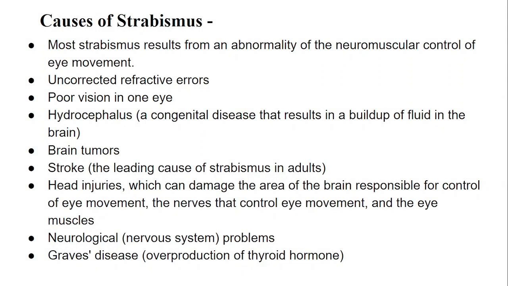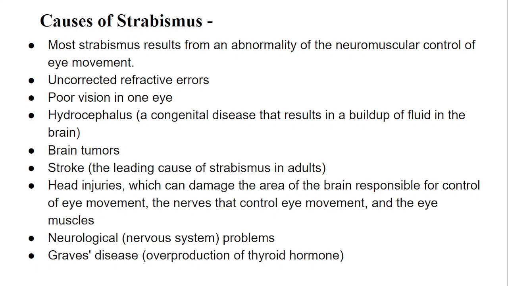Those are some of the common causes of strabismus. As you mentioned, it can result from a problem with the neuromuscular control of the eye movement, which can be caused by a variety of underlying conditions. Refractive error such as nearsightedness or farsightedness can cause strabismus if they are not corrected with glasses or contact lenses.